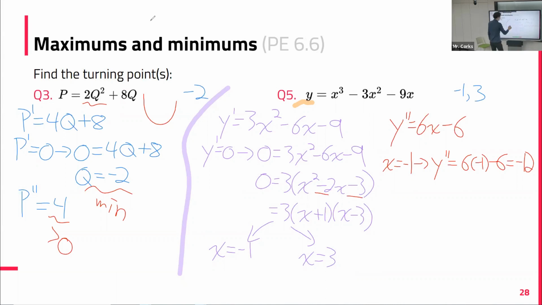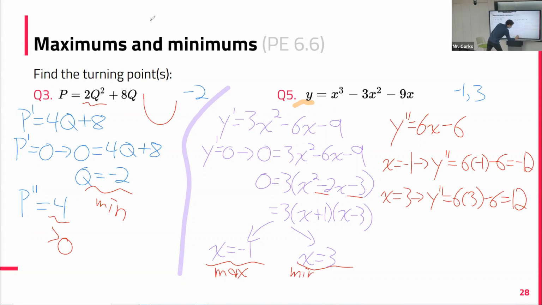-12. So therefore, this is a maximum point because we have a negative number there. And then the other one, when x is equal to 3, y double prime is equal to 6 times 3 minus 6, which is +12. So here we have a minimum point.